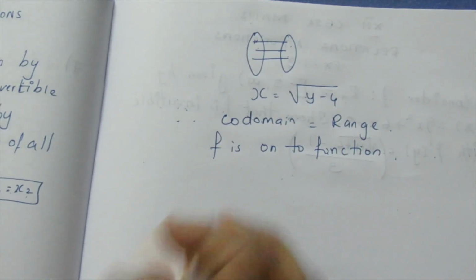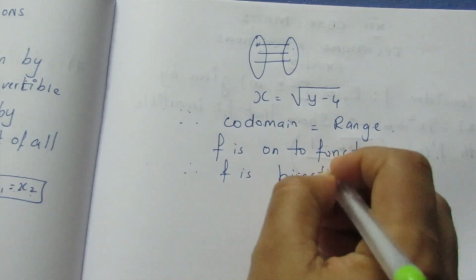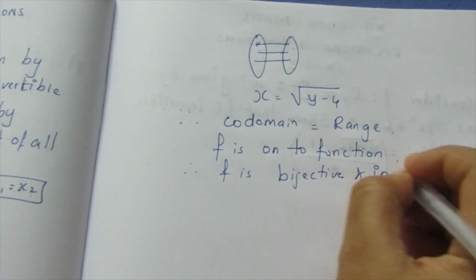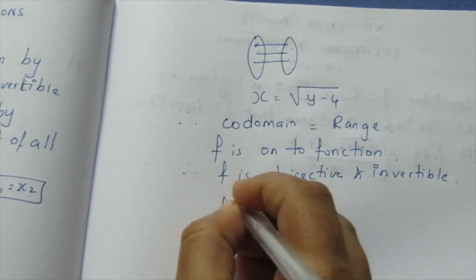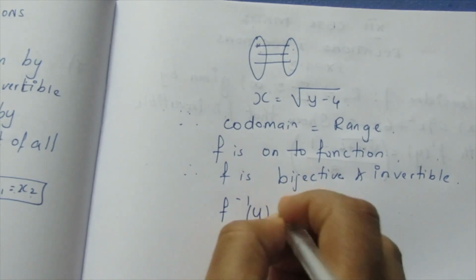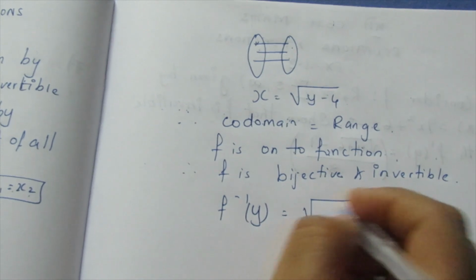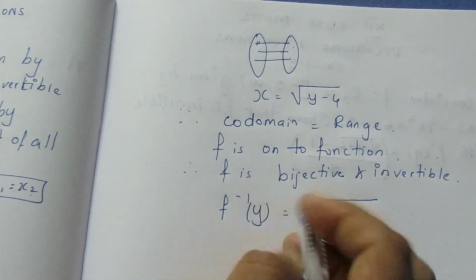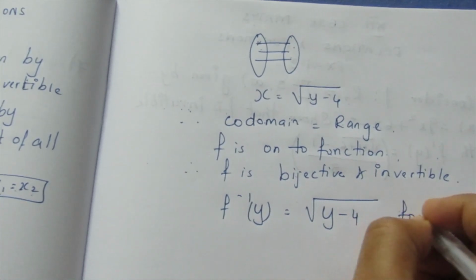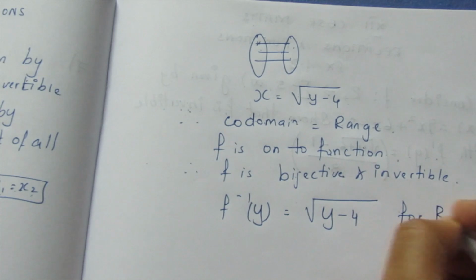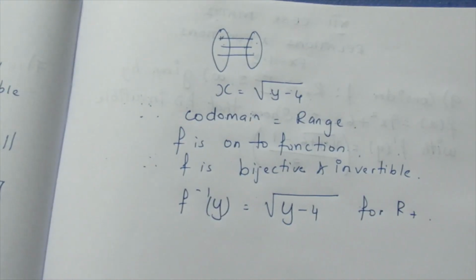We also found the range. Therefore, f is bijective and invertible. We also found the value of f inverse of y is equal to root of y minus 4, that is, x is equal to root of y minus 4. Here, instead of y, we can also write f inverse of x is equal to root of x minus 4 for positive real numbers. That's all with the sum. Thank you.